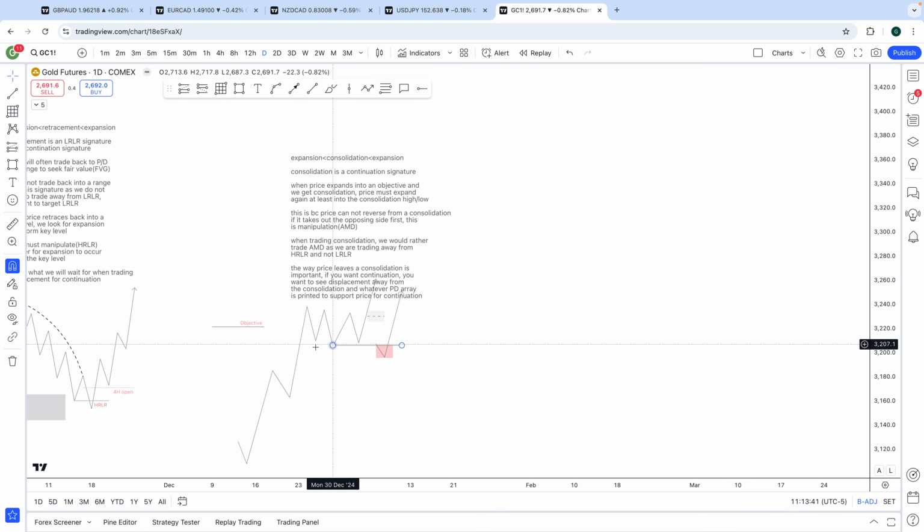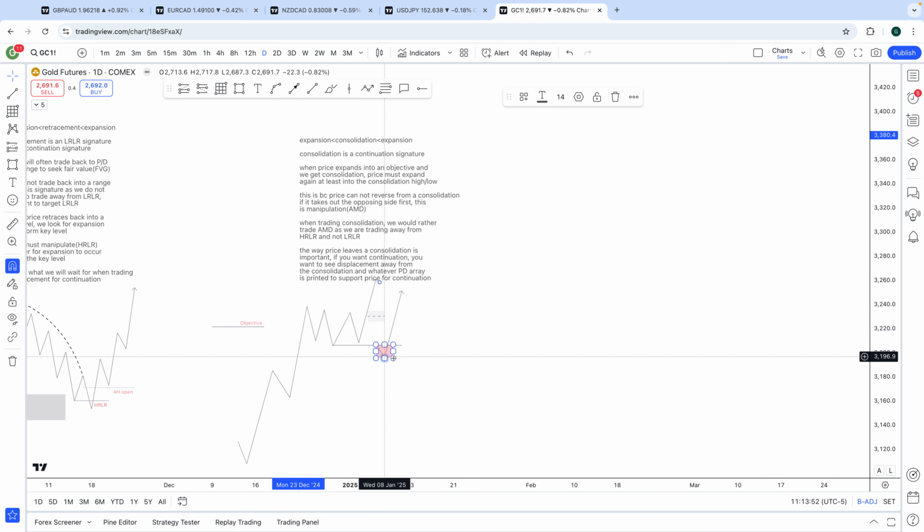This is AMD. So if price expands, consolidates, and takes out the low first, this is A and B. This is manipulation, and we will distribute away. This is the ideal way we want to trade a consolidation. We don't want to trade inside of here, because then we'd be trading away from failure swings. We don't want to do that.